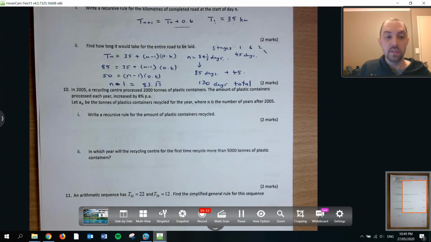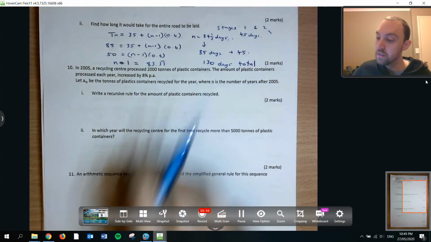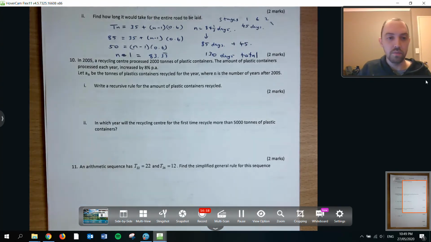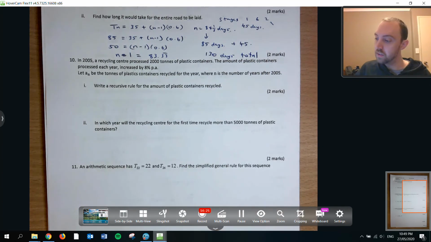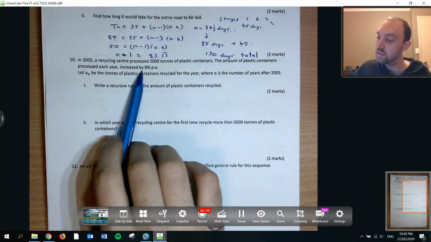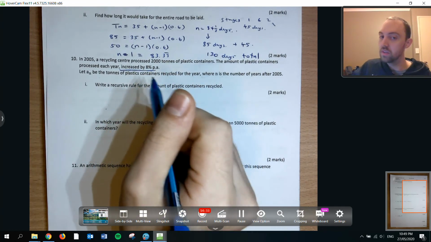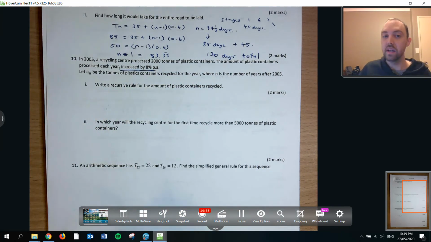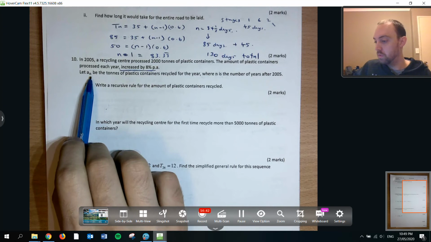Cool. Not stage 2, question 10, much better. In 2005, a recycling center processed 2,000 tons of plastic containers. The amount of plastic containers processed each year increased by 8%. Increasing by percentages is going to immediately lead us to think about geometric sequences, because we're increasing by a ratio of 8%.